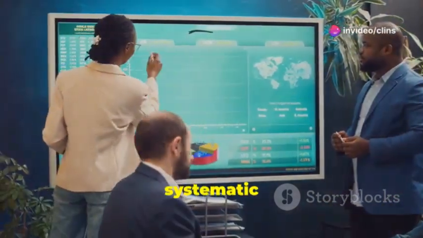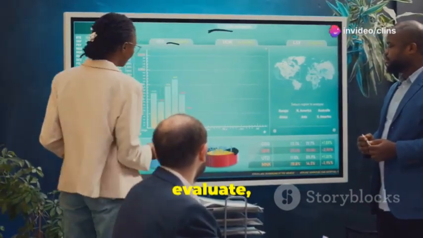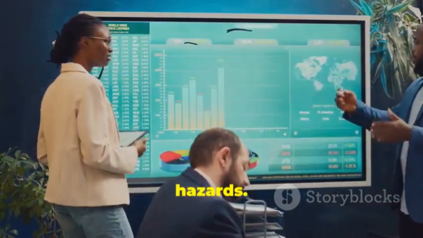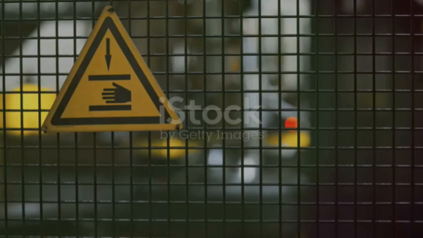Risk assessment is a systematic process to identify, evaluate, and manage risks associated with hazards. It consists of several key steps.